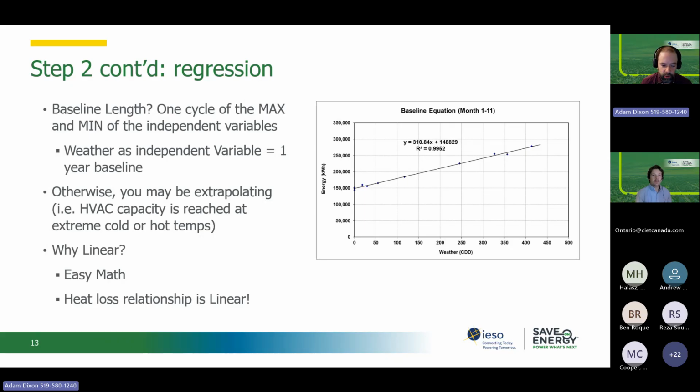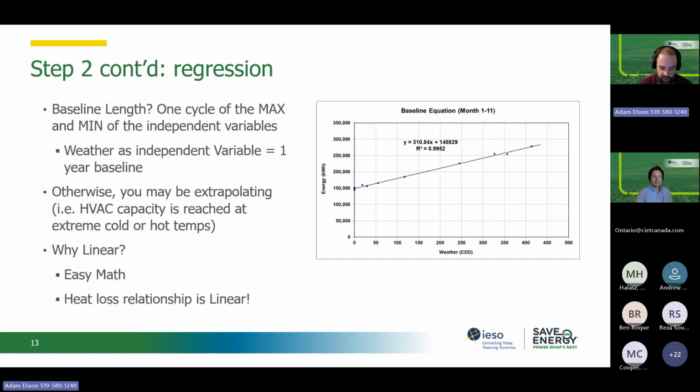There are situations where we do have to use a quadratic formula. As we move towards using heat pumps a little bit more, where your heating and cooling is supplied by electricity, sometimes using a quadratic formula does work better to explain this relationship. But for the most part, we like to separate it out. That's why we use heating and cooling degree days.